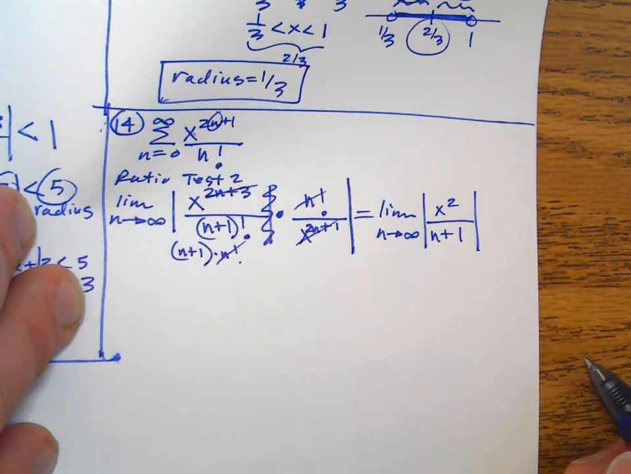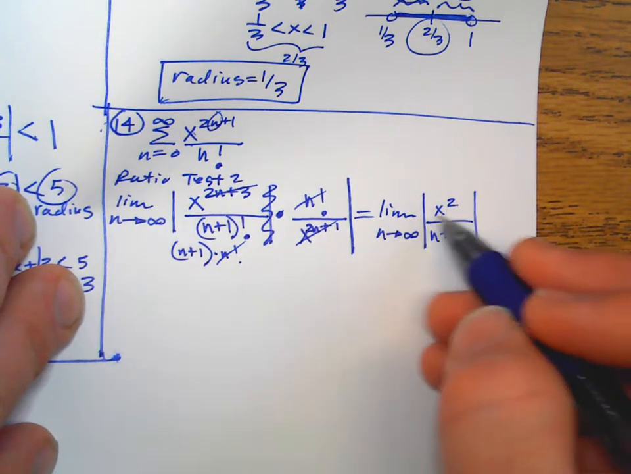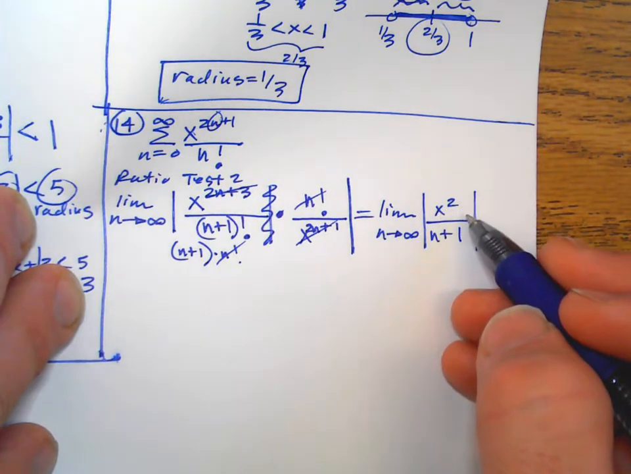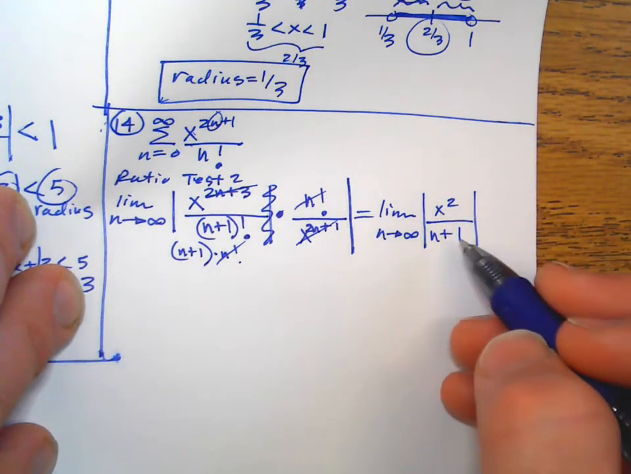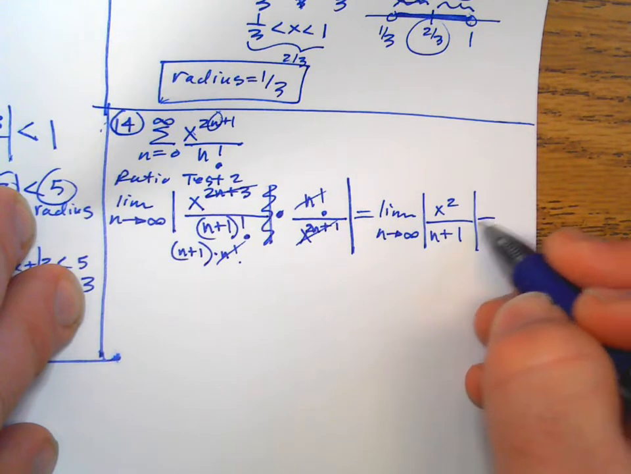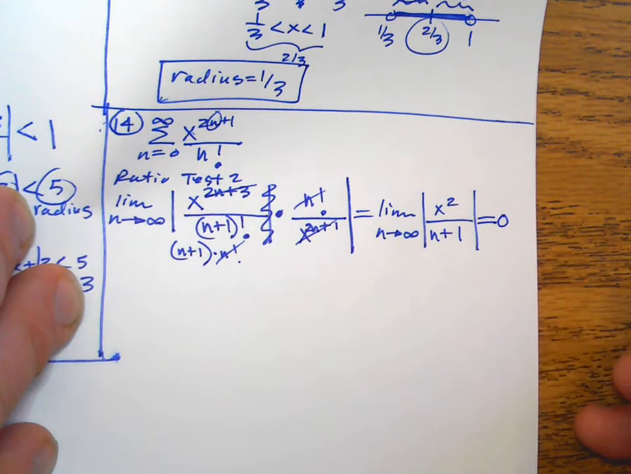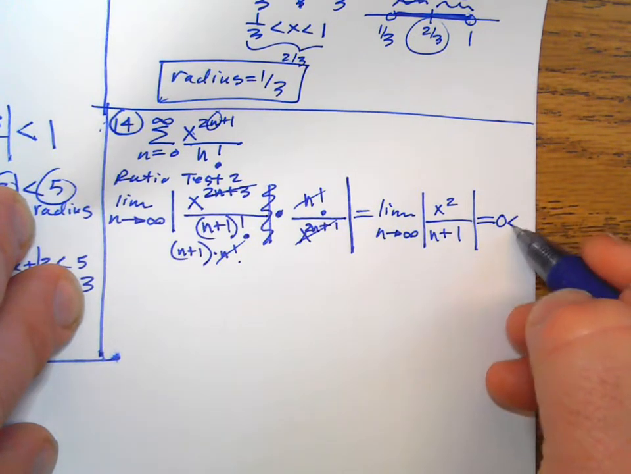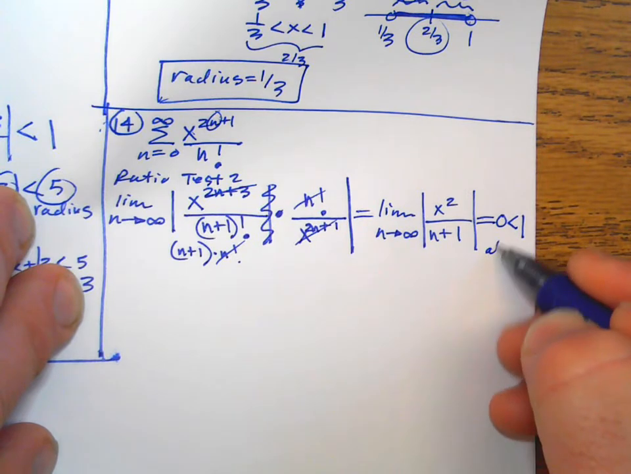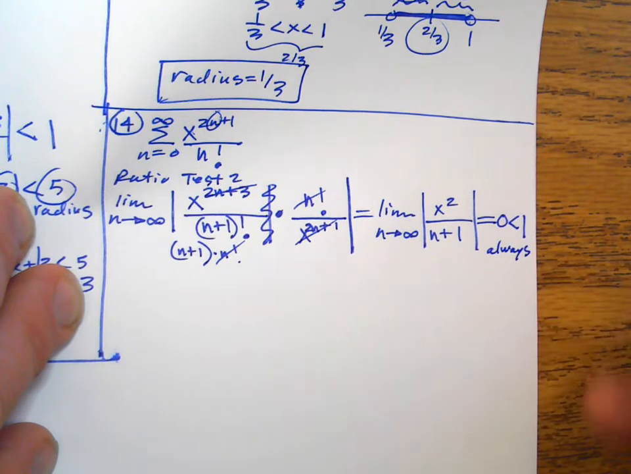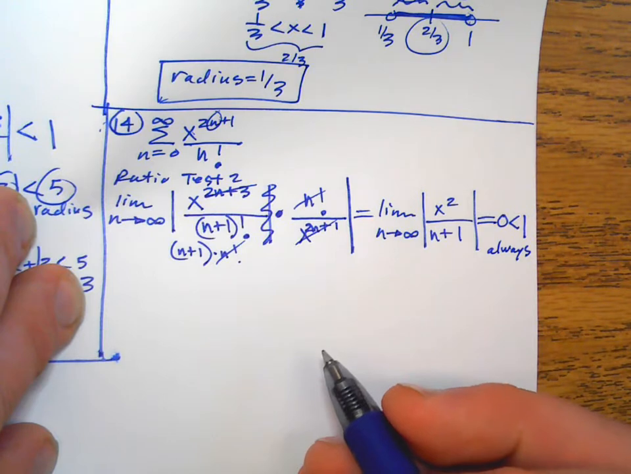Right? Now, as you take n to infinity, x is just some number. So it's not infinity over infinity. It's some number squared over infinity. It is going to 0, no matter what x is, which is always less than 1, right? Which is a unique conclusion.